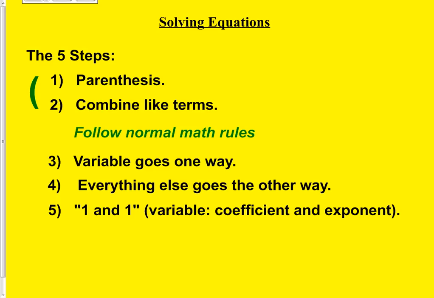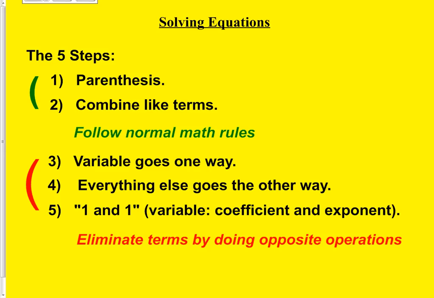However, steps 3, 4, and 5, all of this deals with sending information from one side of the equal sign to the other side of the equal sign, and in order to do that, you must always do the opposite of whatever is already being done. If something is being added and you want to move it to the other side of the equal sign, you do the opposite of addition, which is subtraction. If it's being multiplied, the opposite of multiplication is division. So anytime you jump over the equal sign, you always do the opposite of whatever's already being done.